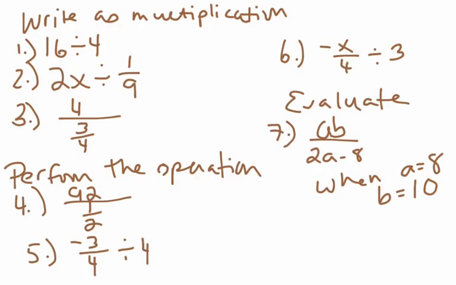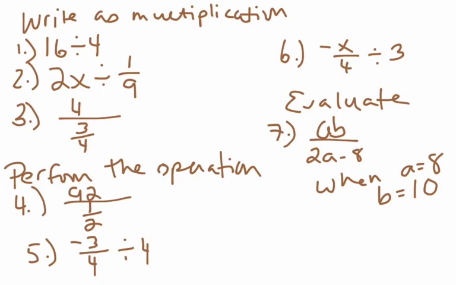Okay, so what we have here, the first three are just write the problem as multiplication. If you would like to do it out, that's fine. But the directions are just to write as multiplication. For the next two, it's 16 divided by 4, 2x divided by 1/9, and 4 over 3/4. For the next three, you actually do need to perform the operation.